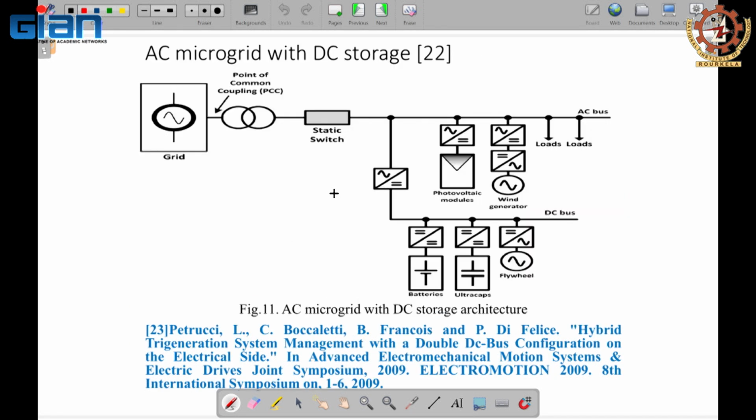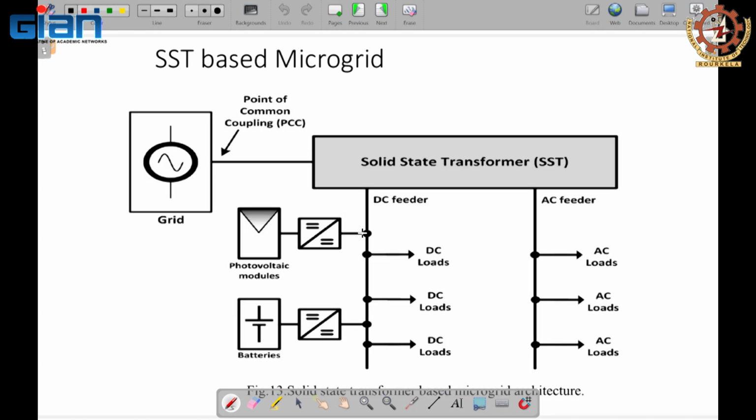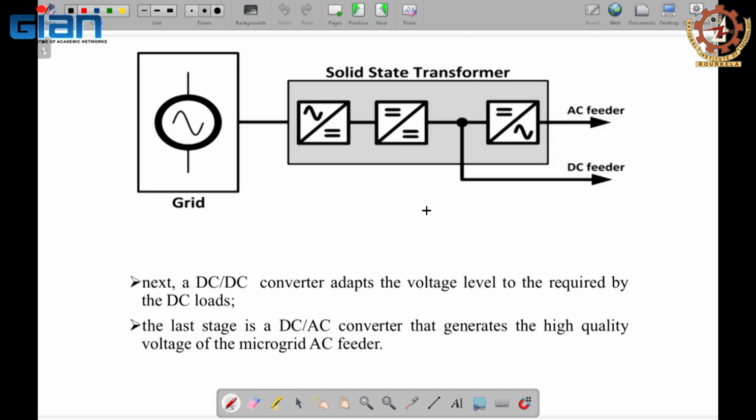Then the literature gives some sub-classifications, like the AC microgrid with DC storage system options. I'm not going into that much detail. There is also the DC zonal microgrid, or the solid state transformer based microgrid, given in the literature.